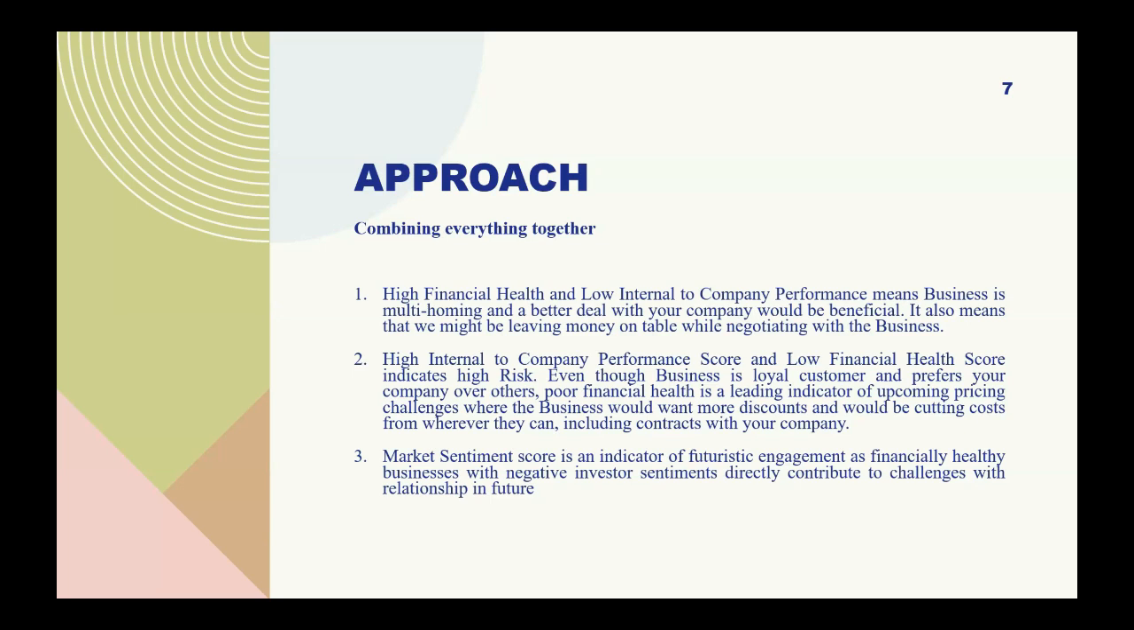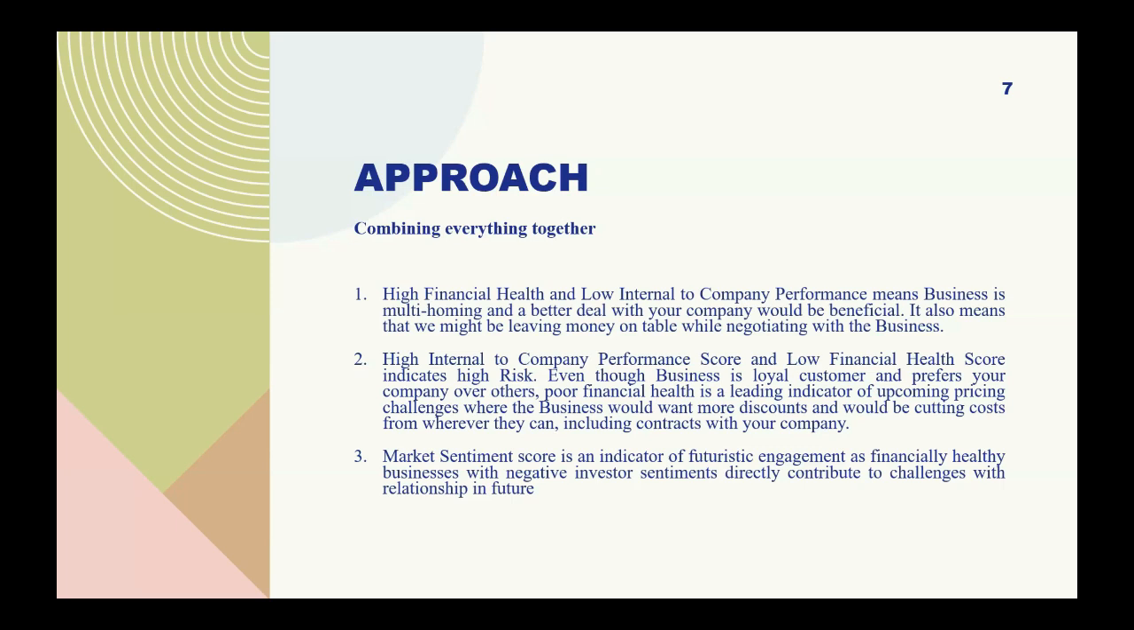So the first example: if the business has high financial health and low internal-to-company performance, it means that the business is doing deals with other companies similar to yours. They are purchasing similar products from other companies as well, because even though their financial health is good and their sales are going up, they are not bringing that money to your company.